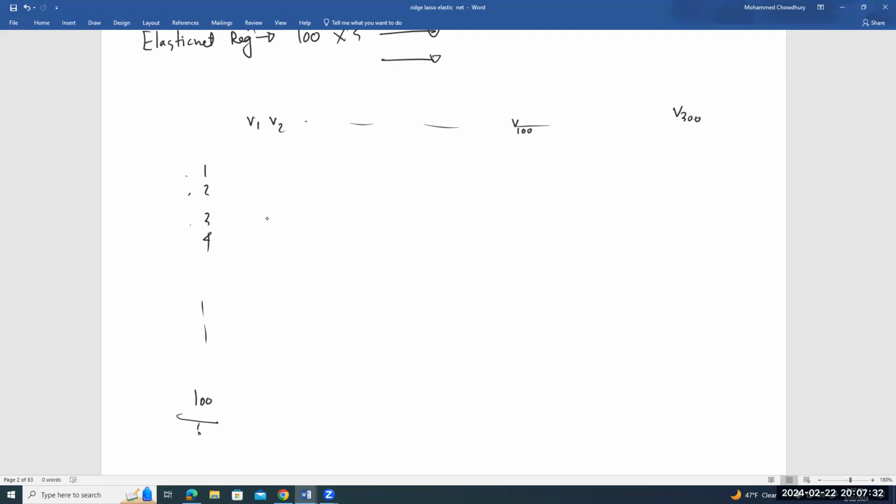Are you understanding? Your data dimension is how many rows? 100. You have 100 rows, 100 observations. But you have 300 variables. In these 300 variables, suppose 250 are unimportant. But Lasso cannot kick out below 200, because they can kick out only up to the number of rows. Because the number of rows is 100 and you have 300 variables, they can kick out 200, but they cannot kick out 250 for high dimensional data.